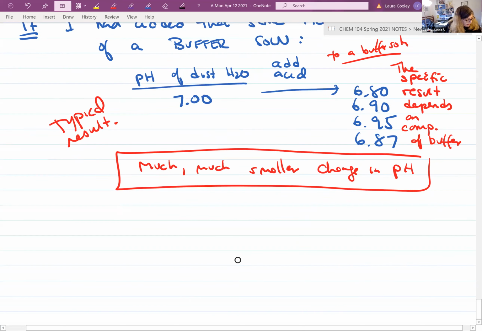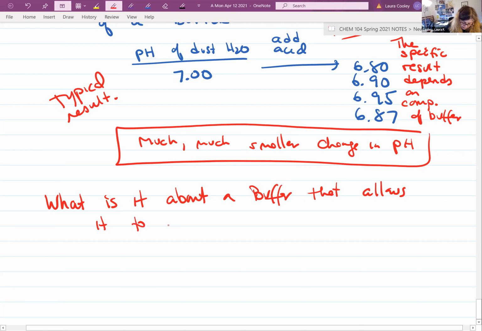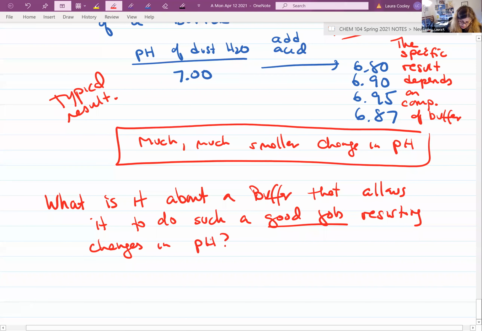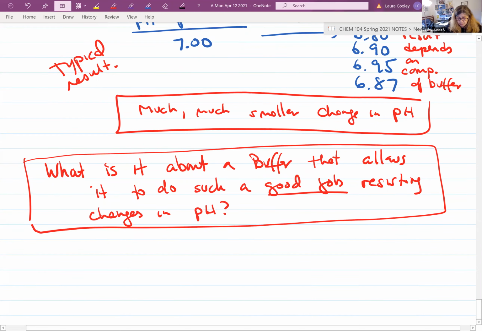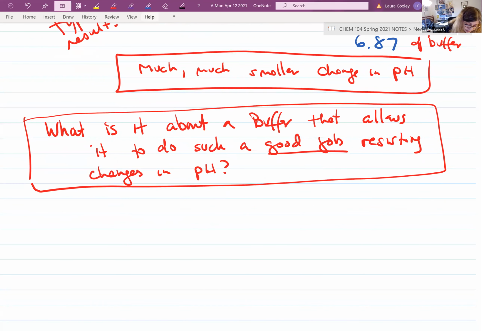So, all right, what is in the buffer that allows it to do this? What is it about the composition of the buffer that allows it to do such a good job resisting changes in pH? And buffers will do just as well with a base. If you add base, it will also stop the pH from changing. That's kind of really crazy about them, but it's true. All right, so what is it that's in the buffer?